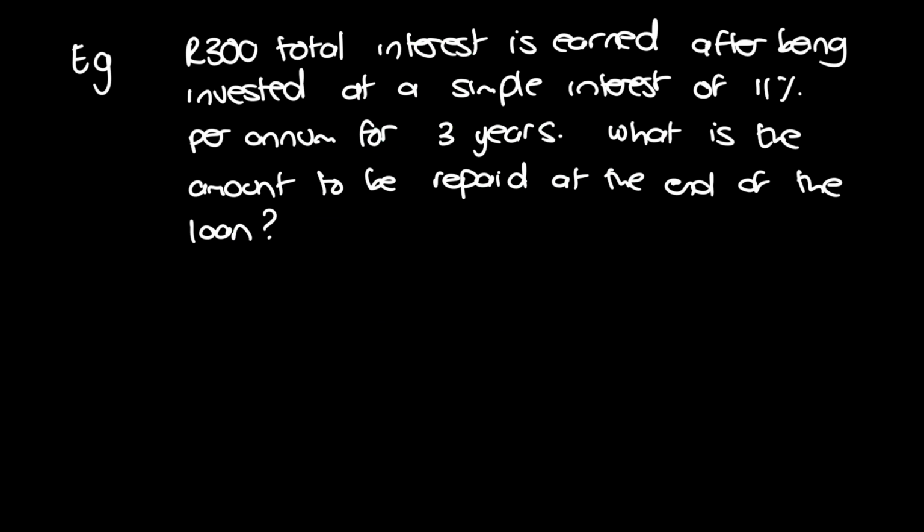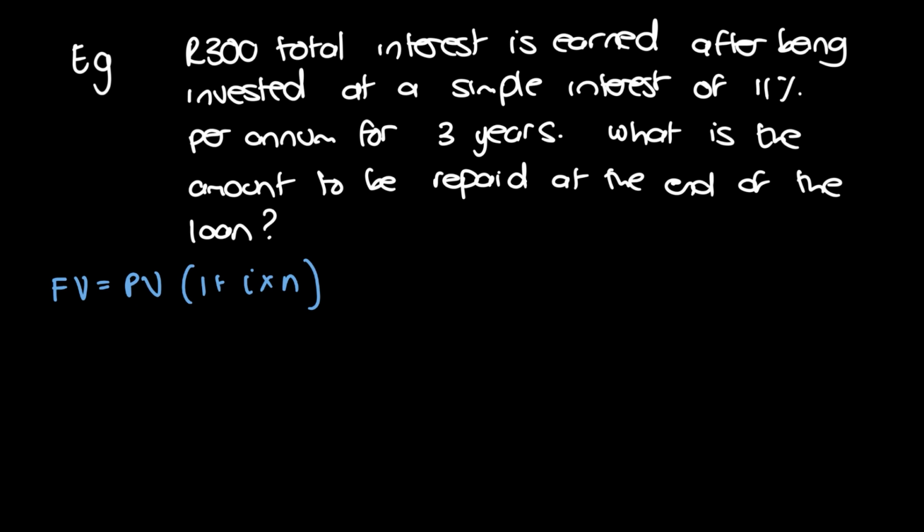Okay, so in this example, we have 300 Rand total interest is earned after being invested at a simple interest of 11% per annum for 3 years. And we ask, what is the amount to be repaid at the end of the loan? So I'm going to follow this assuming I actually don't know that I need to use the two formula kind of a situation. So the first thing I see is it's simple interest. So I know I need to use the simple interest formula. So let's write that down. Future value is equal to your present value, 1 plus i times n. And I want to find out the amount to be repaid at the end of the loan. So I want the future value to be the subject of the formula. So I don't have to make any changes to the formula right now.